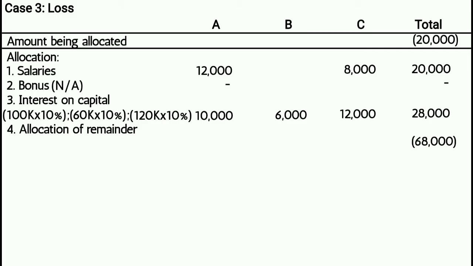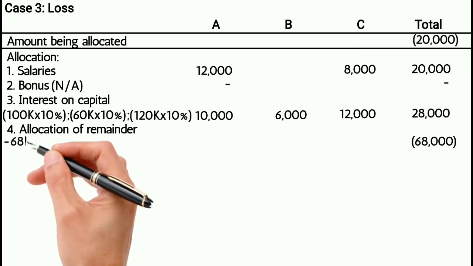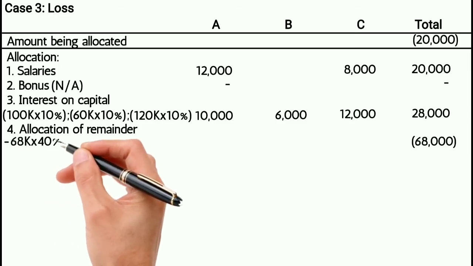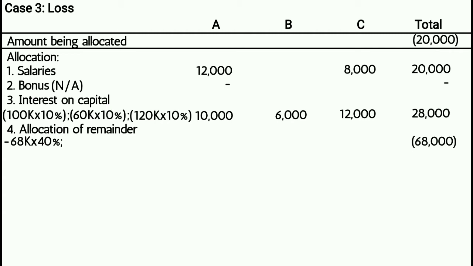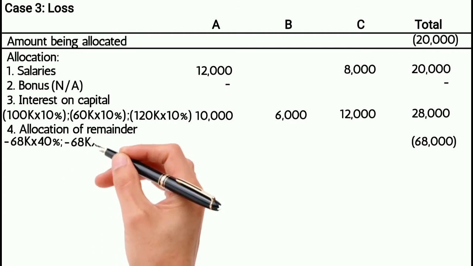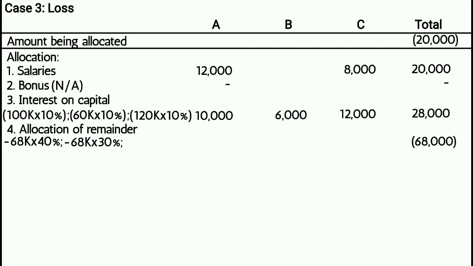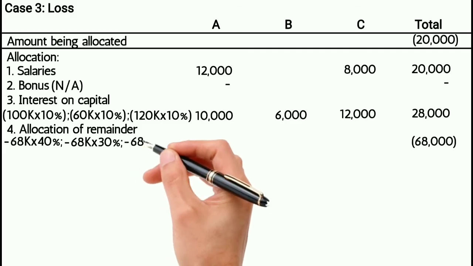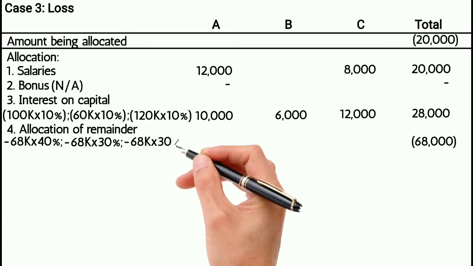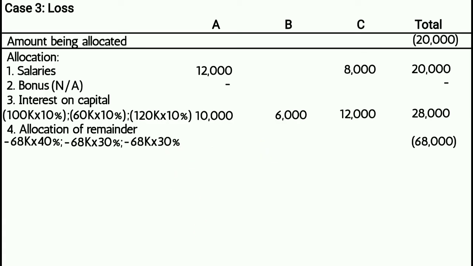Recall that the profit or loss ratio is 40 to 30 to 30. Para makompute yung kay A, negative 68,000 pesos times 40%. For B, negative 68,000 pesos times 30%. For C, negative 68,000 pesos times 30%.